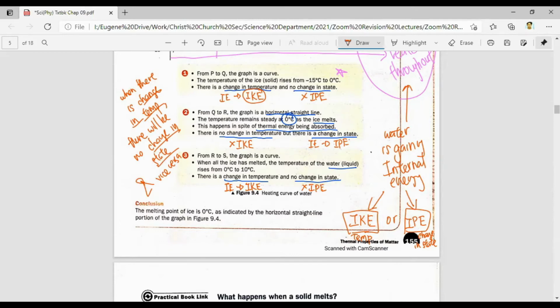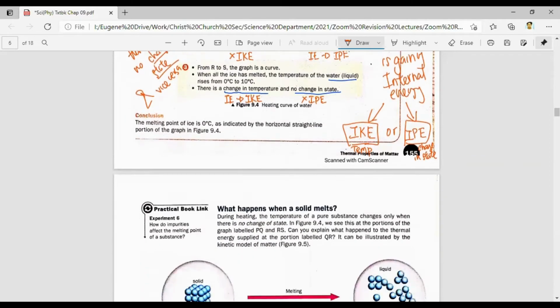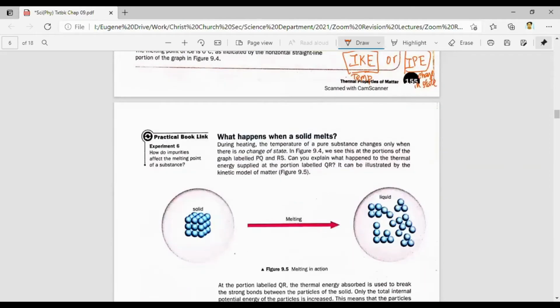So state is linked to potential energy. Temperature is linked to kinetic energy. So if there's a change in temperature, there's a change in kinetic energy. If there's a change in state, there's a change in potential energy. So you must be very clear in terms of how the internal energy is actually being converted, whether it is the KE or PE. Okay, so with that, now let's really look in terms of the explanation.